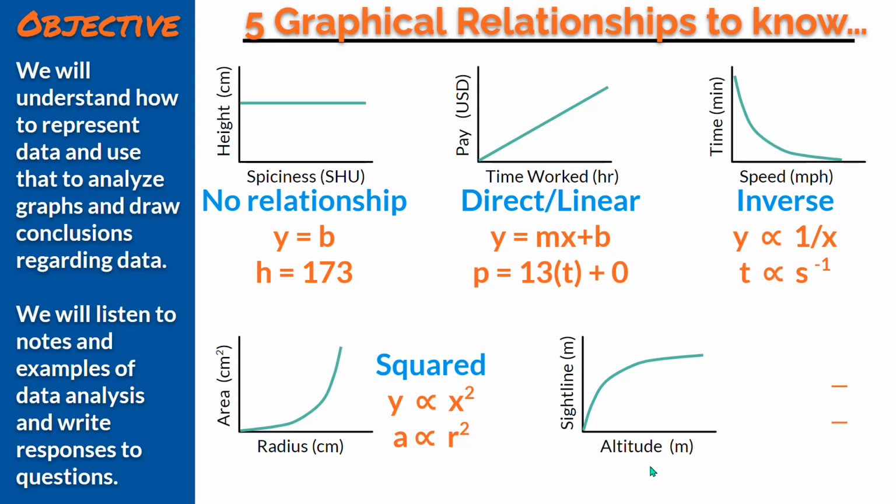The last one is showing a square root relationship. Again, if you see a graph like this that has a curve that kind of levels out as it goes up, that is indicative of a square root relationship.